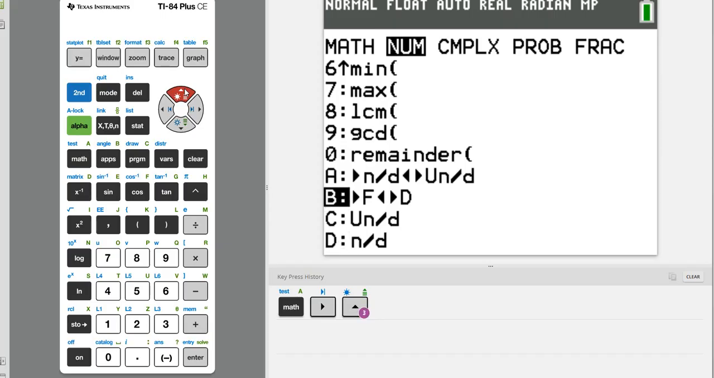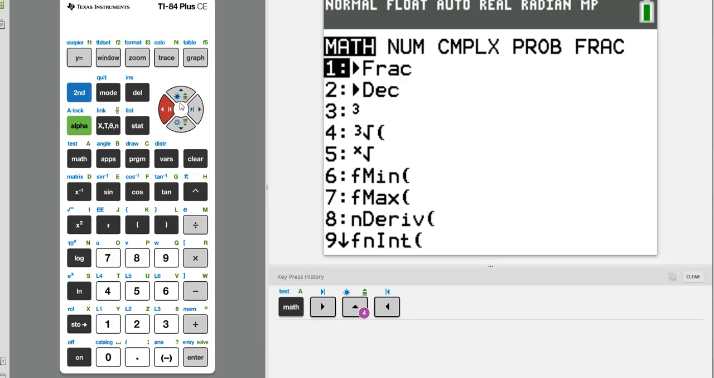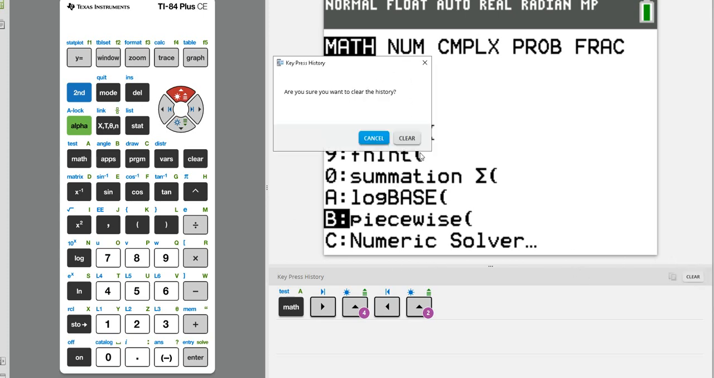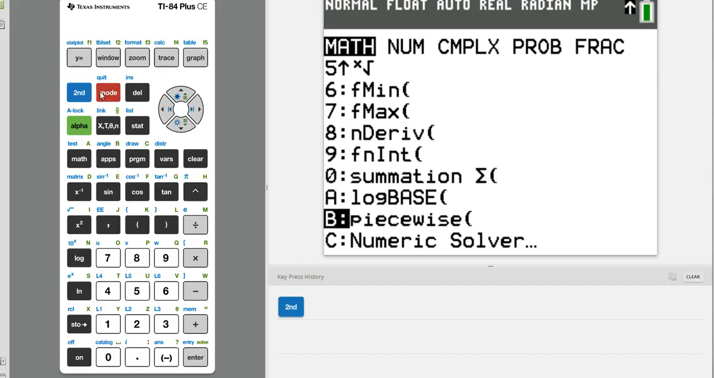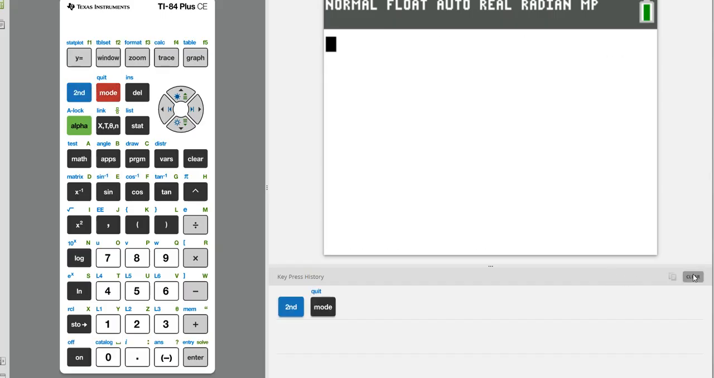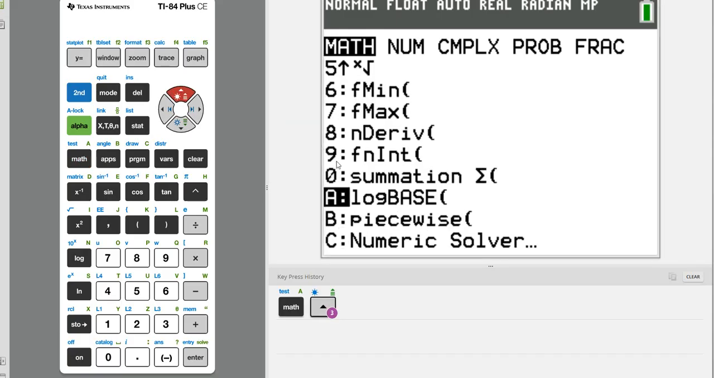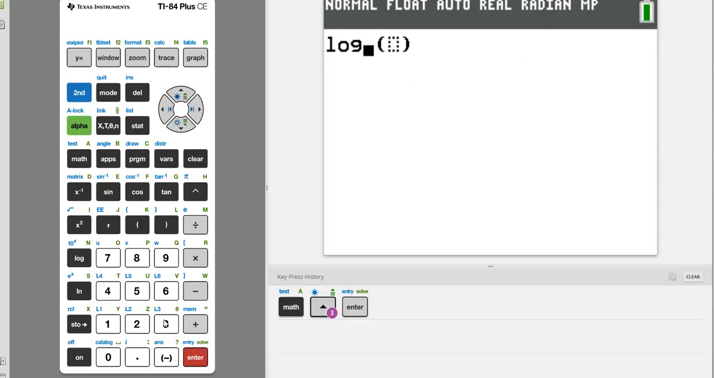Where is it? Where is it? All right, maybe I lied. Where is it? Yeah, no, I think I should have just started at the math menu. So let me start this again. So when we go to the math menu, you just go up from here, and there it is, log base. So let's enter that. And gee, we want log base 6 of 216.